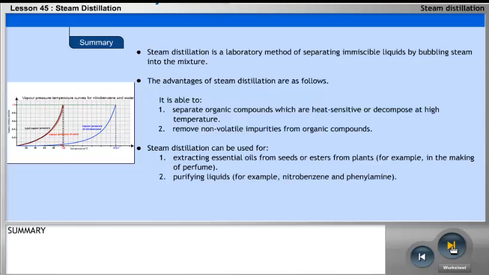Steam distillation can be used for: 1. Extracting essential oils from seeds or esters from plants, for example in the making of perfume. 2. Purifying liquids, for example nitrobenzene and phenylamine.